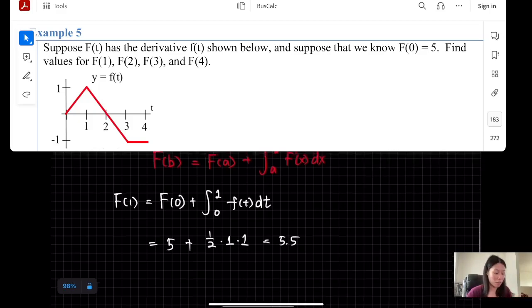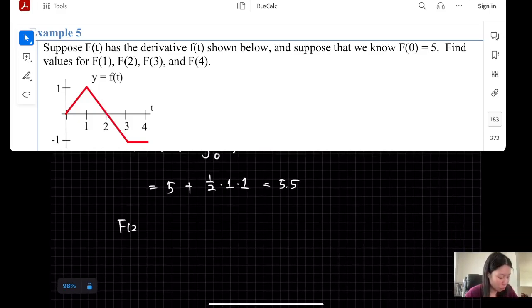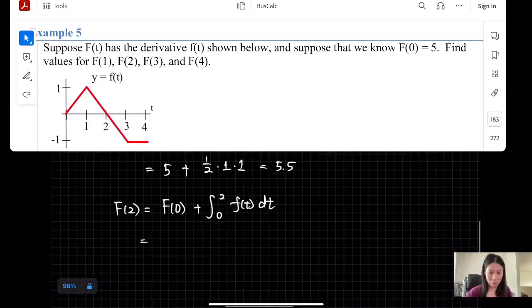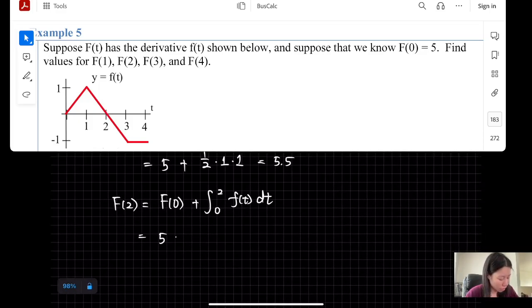So we use a similar method to find f of 2, which is f of 0 plus the integral from 0 to 2 of the derivative function. So f of 0 again equals 5, and the integral from 0 to 2 is equal to the bigger triangle, where the base is 2 with the height 1. So that means f of 2 is equal to 6.